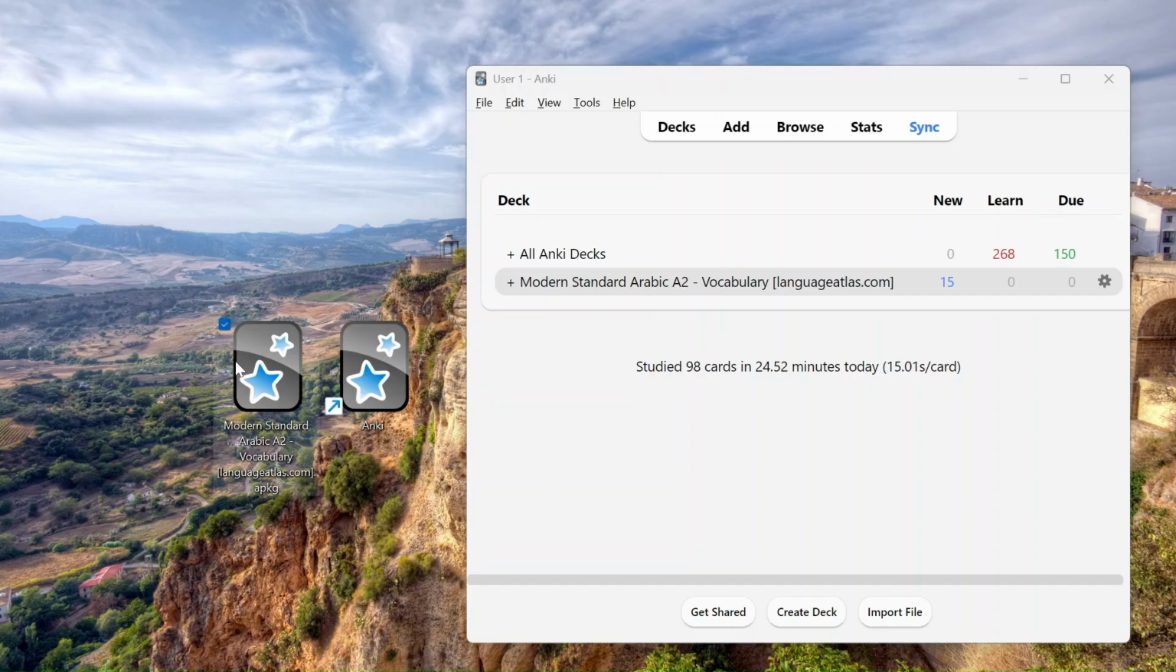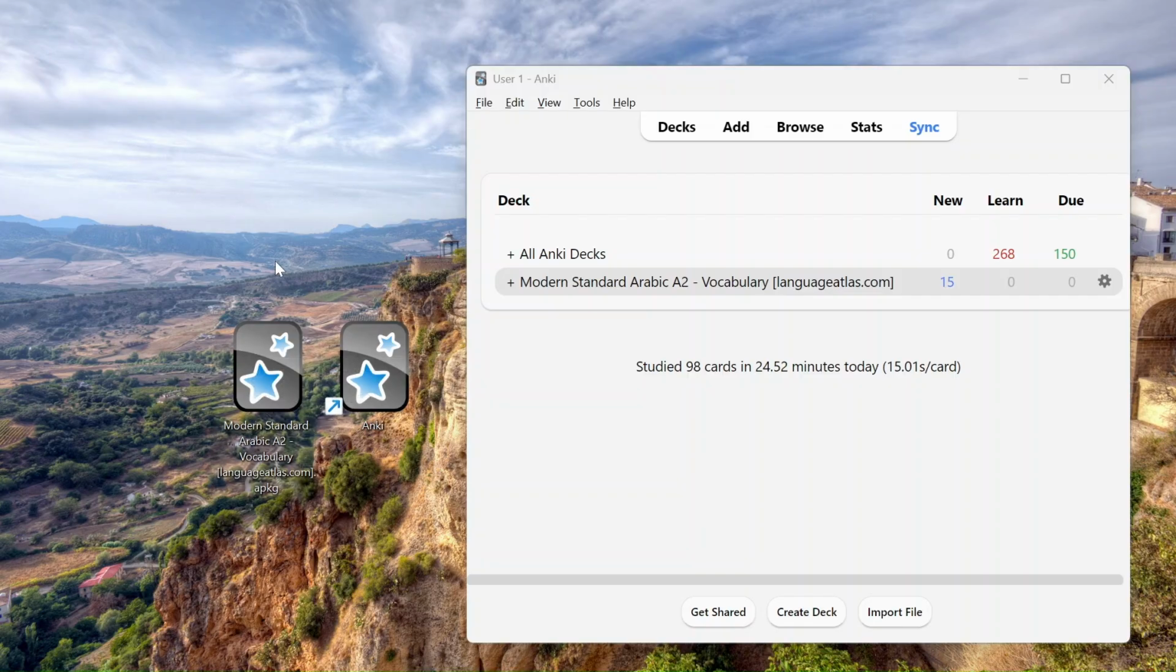In this video I would like to show you the Arabic A2 vocabulary Anki deck. We will go over three things. First, I'd like to show the course structure of the Arabic A2 vocabulary Anki deck. Second, I'd like to show the course content. And third, I'd like to show you some brief system and editing options. Now, as you can tell, I have the Arabic A2 vocabulary Anki deck right over here.